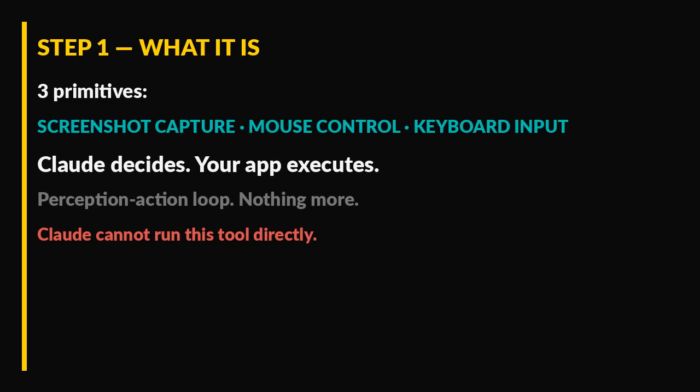Step 1. What computer use actually is. Computer Use is a beta tool that gives Claude the ability to see your screen and control it. 3 primitives: screenshot capture, mouse control, and keyboard input. That is the entire system. Claude takes a screenshot, decides what to do, clicks or types, takes another screenshot, and repeats. It is a perception action loop running in your application.